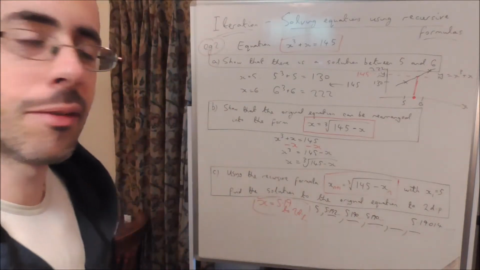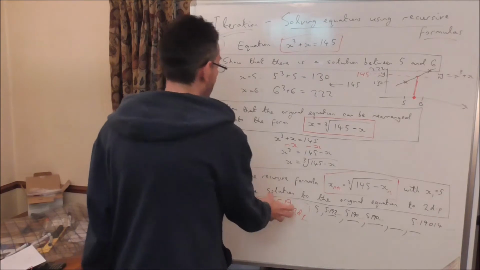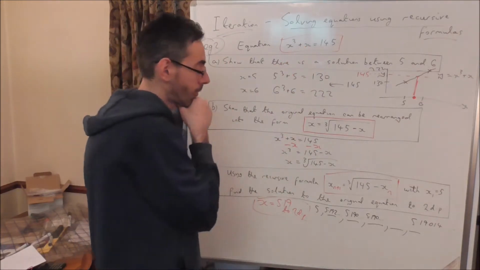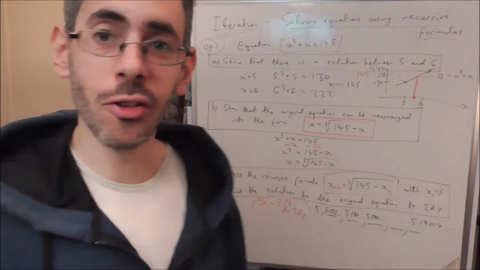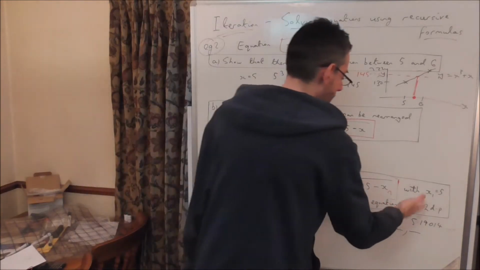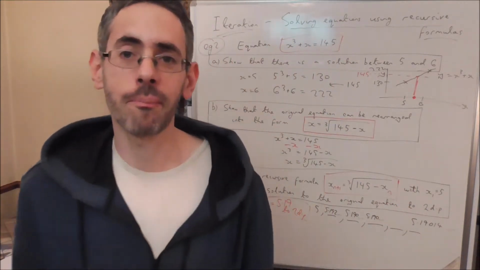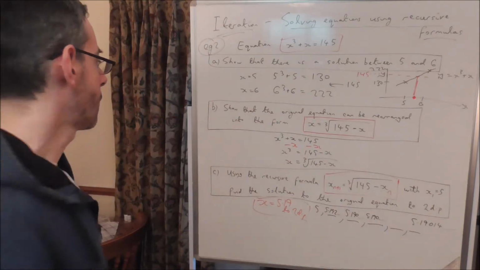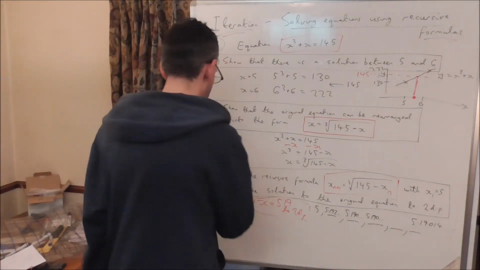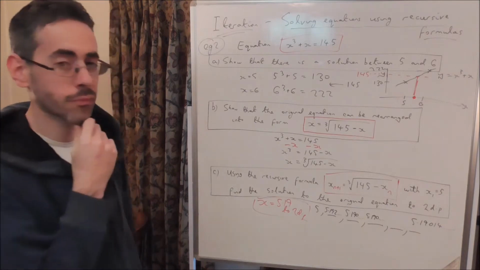But how could we check that? How could we check that this is actually the correct solution to that equation, correct to 2 decimal places? Because maybe after 1 million button presses or 1 billion button presses, the numbers will start rounding to 5.20. So how do we know that this is the correct solution to 2 decimal places?